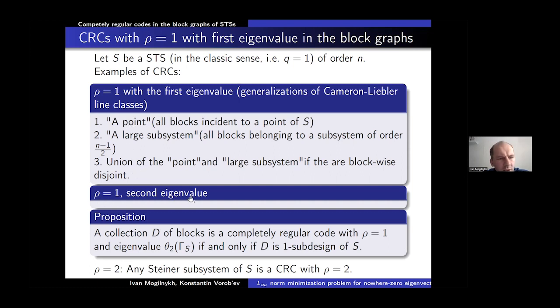As for the second eigenvalue, the following proposition holds: a collection of blocks in the block graph of a Steiner triple system is a completely regular code with covering radius 1 and the second eigenvalue if and only if this collection is just one sub-design of our Steiner triple system.